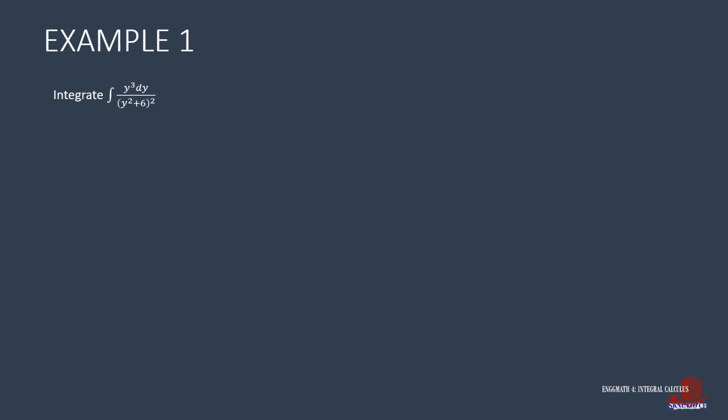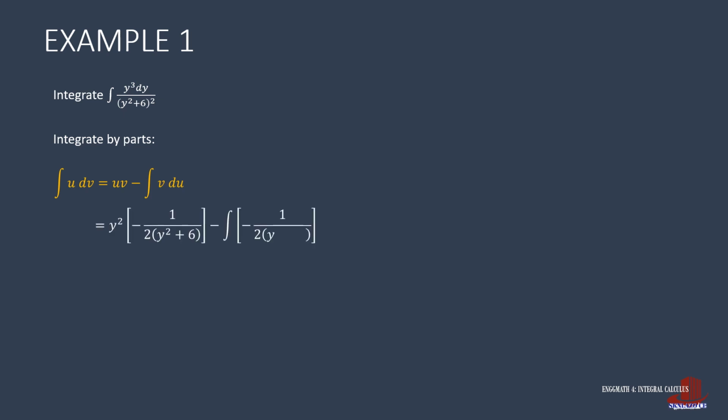Having u, v, and du already identified, we can proceed to integrating by parts using the formula. Start with uv, that is y squared times negative of 1 over 2 times y squared plus 6, minus the integral of v, which is negative 1 over 2 times y squared plus 6, then multiply this with du, which is 2y dy. Simplify this first as negative of y squared over 2 times y squared plus 6 plus half of the integral of 2y dy over y squared plus 6.